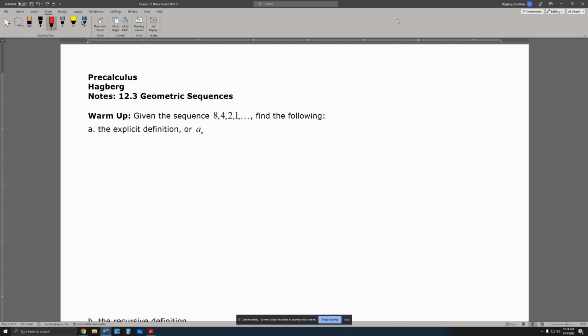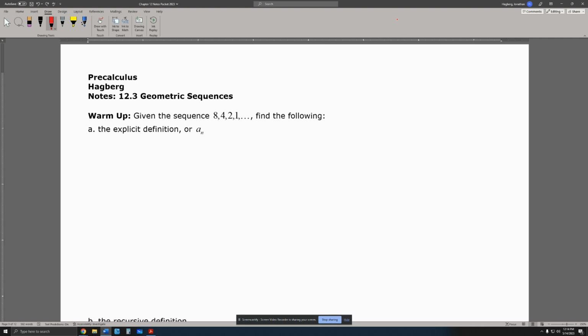Hi everyone. Today we're going to be completing our notes on 12.3 geometric sequences. I want to start with this warm-up. Given the sequence 8, 4, 2, 1, find the following. We're going to find the explicit definition and the recursive definition.